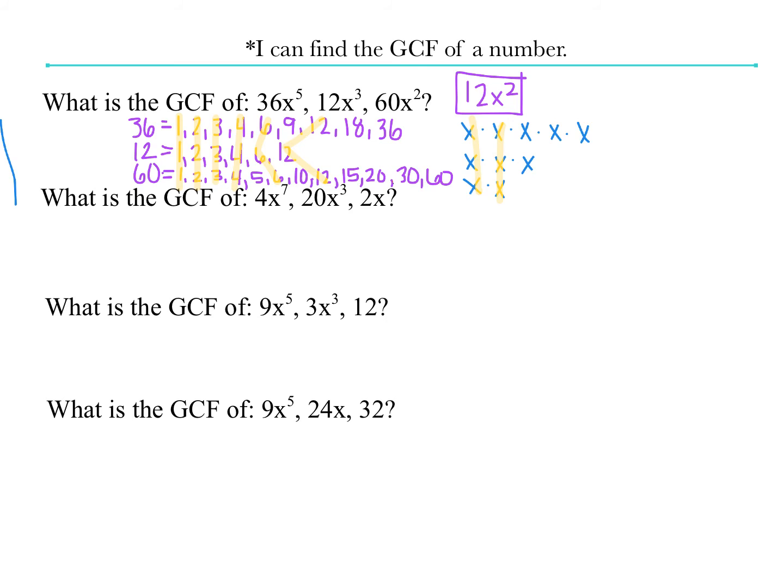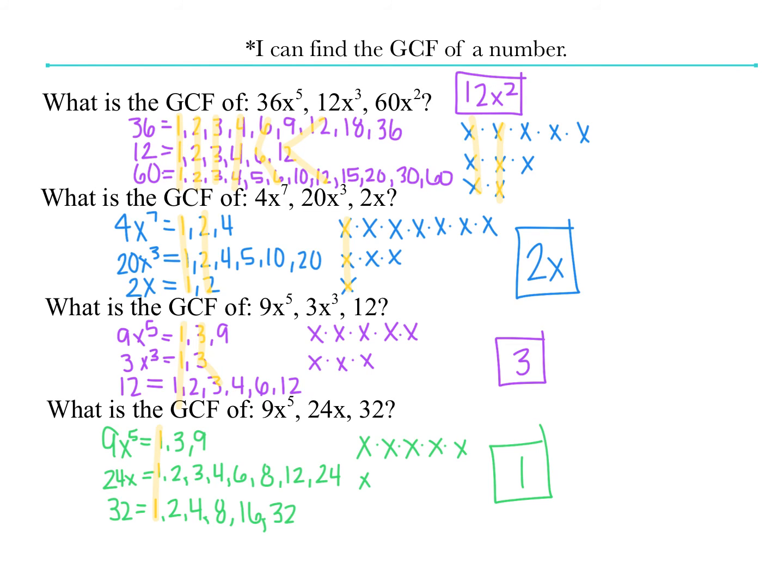All right, so go ahead and I'd like you to pause the video, and I want you to try the remaining 3 examples on your own. All right, so for the second example, 2x was the largest GCF that they have in common, and hopefully the last two didn't trick you. 3 is the greatest common factor of those because 12 does not have an x, so they cannot share any x's if one of the terms does not have a variable. And then 1 is actually the GCF of the last 3 numbers. They don't share any variables, and the largest factor that they all have in common is 1.